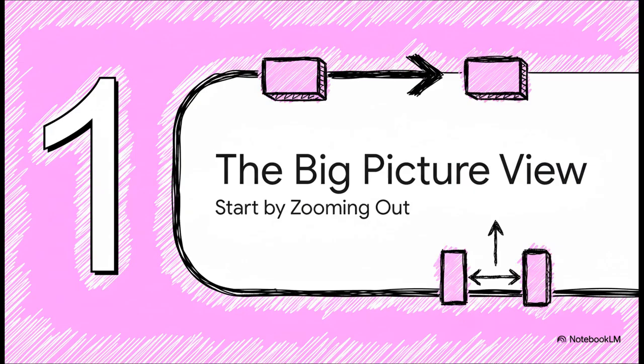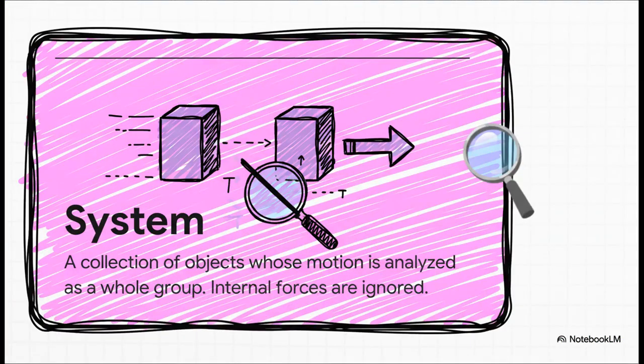Okay, so the first thing we've got to do, and this is super important, is to fight that urge to look at each block by itself. Instead, we're going to start by zooming way out and treating all 3 blocks as if they're one single solid object. This is the absolute key to finding the overall motion. In physics, we have a name for this. We call it a system.